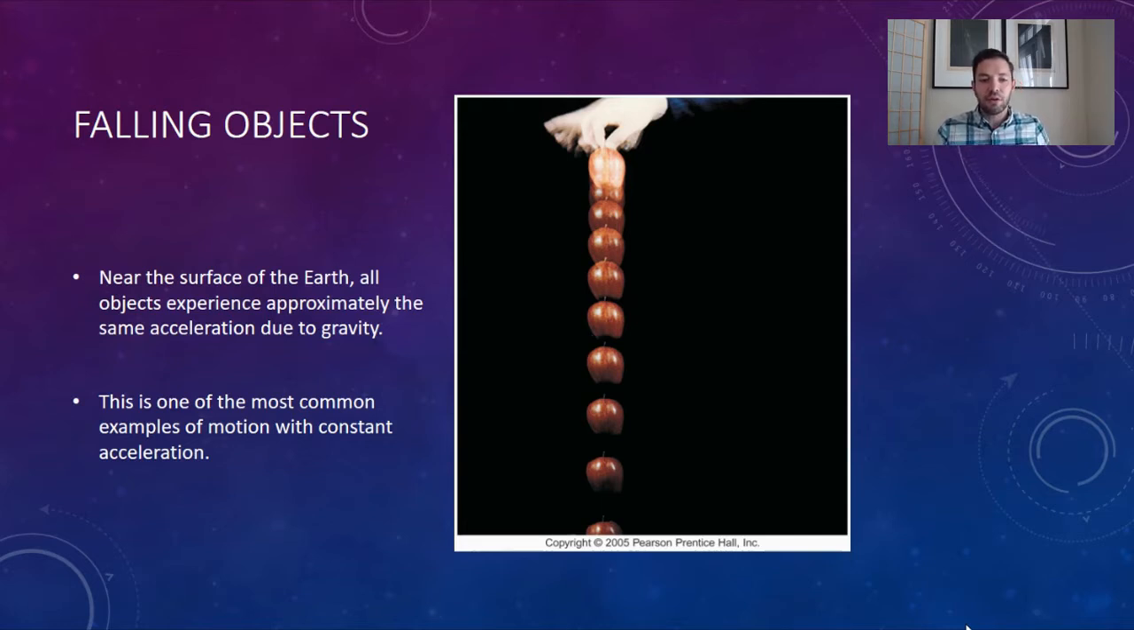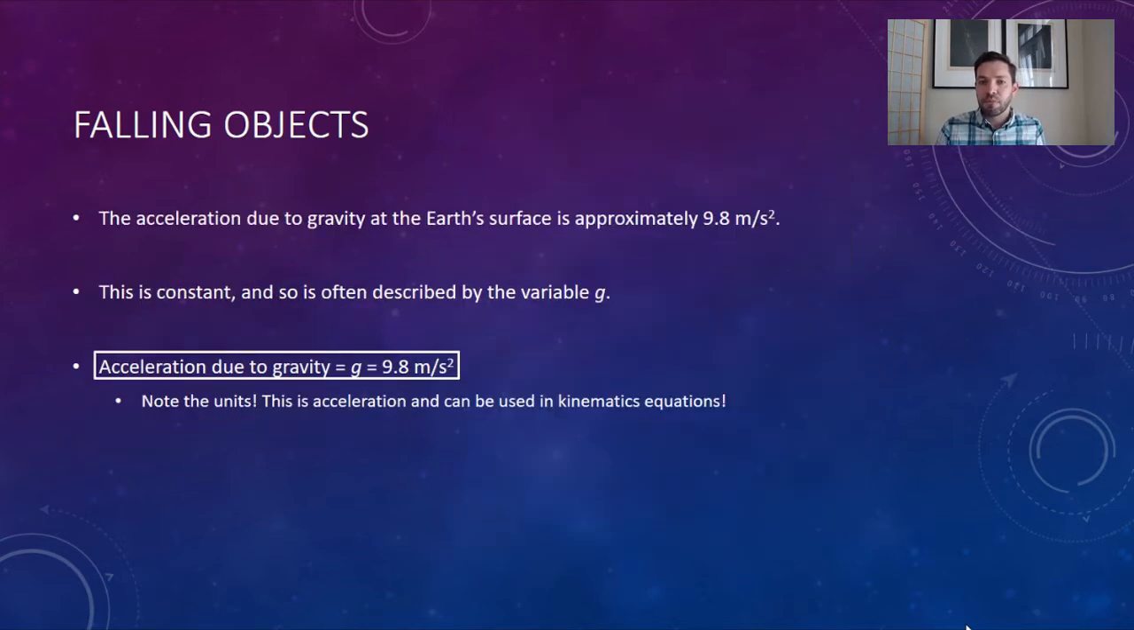This is acceleration, so we can use it in a kinematics problem. We can use kinematics to look at situations where something is falling freely through air. This acceleration is constant, and this is true for everything. Okay, so it's 9.8 meters per second squared is the acceleration due to gravity. This is constant. It's always the same number. And so often we will use this letter little g to represent it.